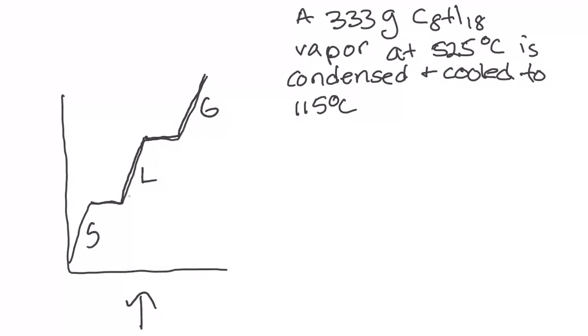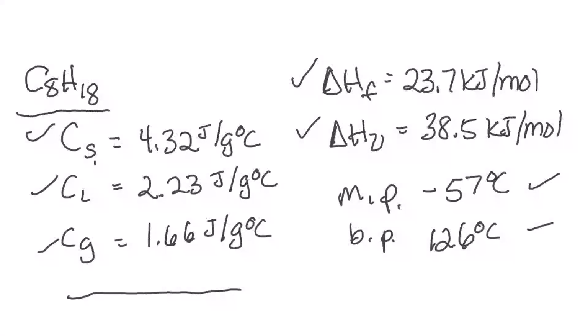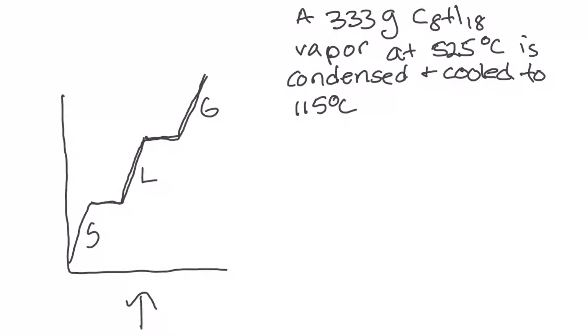So we're going to heat it up until it reaches its melting point. So we need to know what that number is. So if you look at the top of the page, the melting point was minus 57 and the boiling point was 126. So whenever you do a heating or cooling curve, you need to label those.